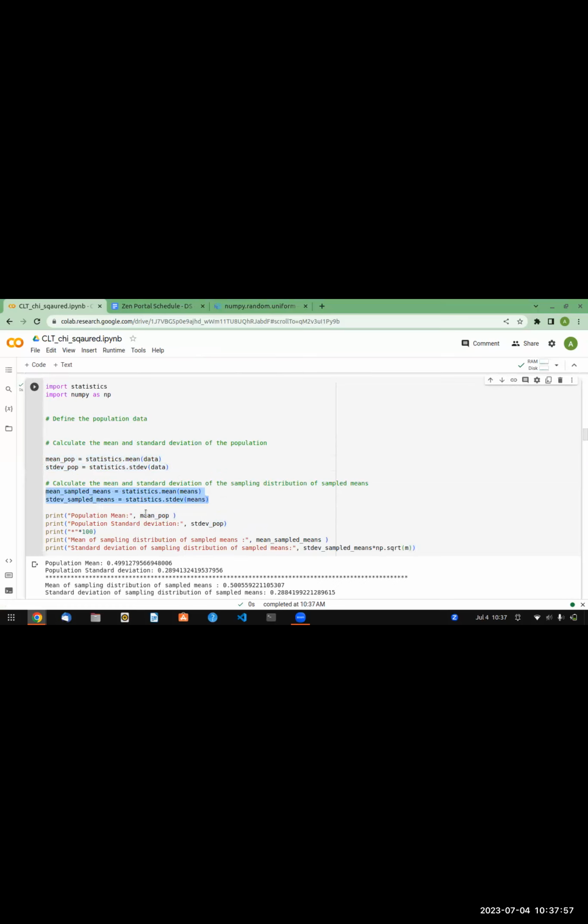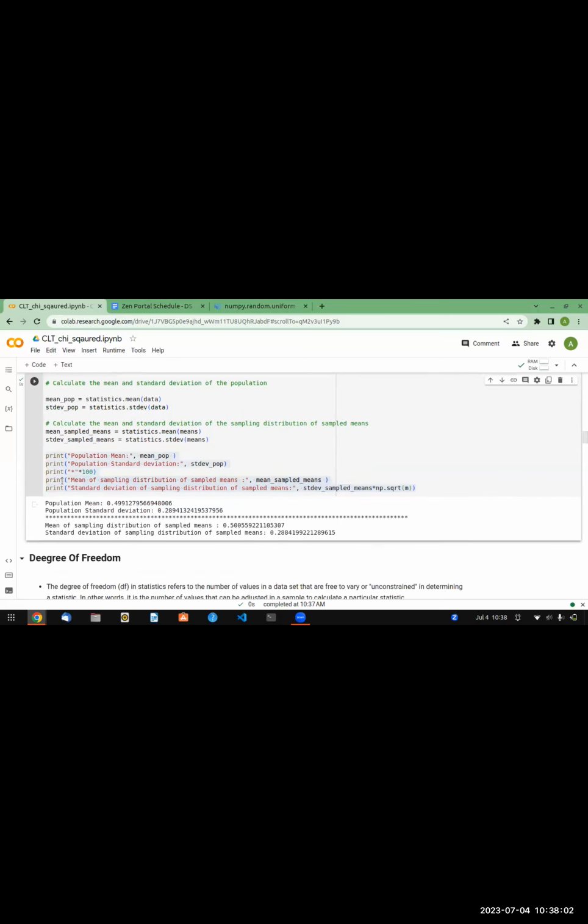Now, forget about this code, okay? You see the result here. Population mean and the sample mean. Can you see these are nearly equal? True. Population standard deviation and standard deviation of the means. Can you see this is nearly equal? True.